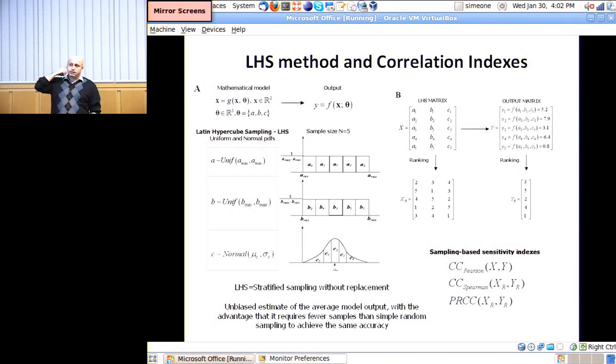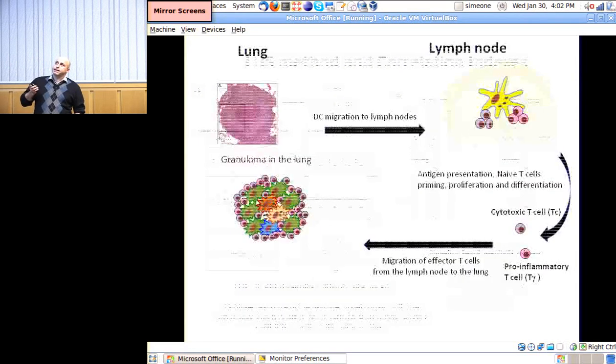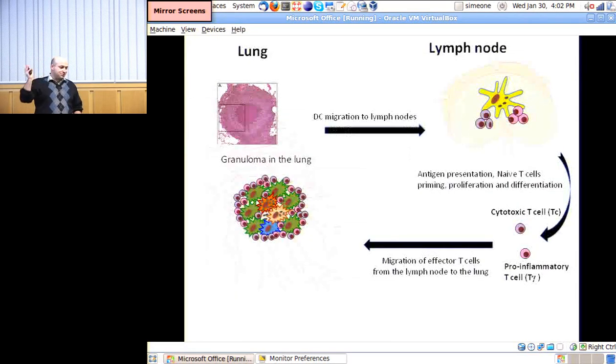LHS is great because it allows an unbiased estimate of the average output with much fewer samples. For example, we can achieve the accuracy of 10,000 samples in a simple random sampling scheme with one log fewer samples, which is particularly important if the model takes a long time to solve. Now, having said that, let's go back to TB. Those are the tools that we use routinely to address the model building process, validation, and post optimization.